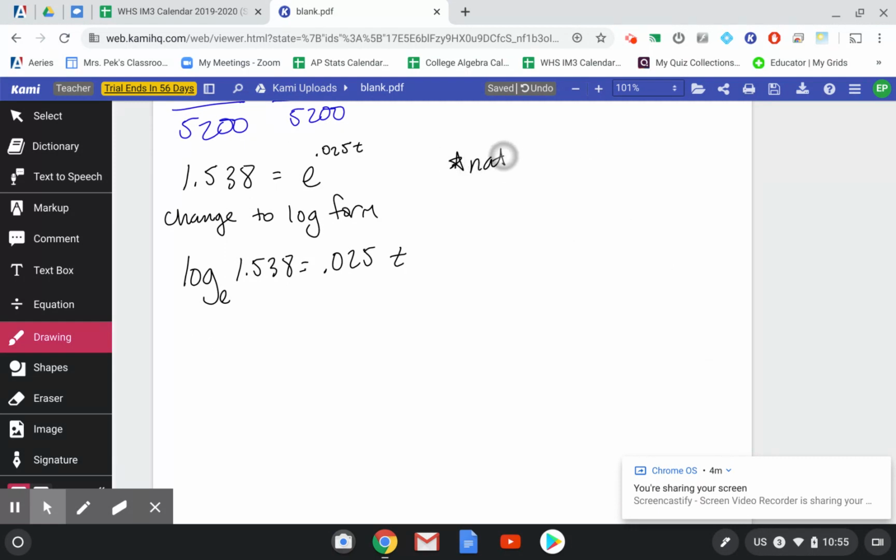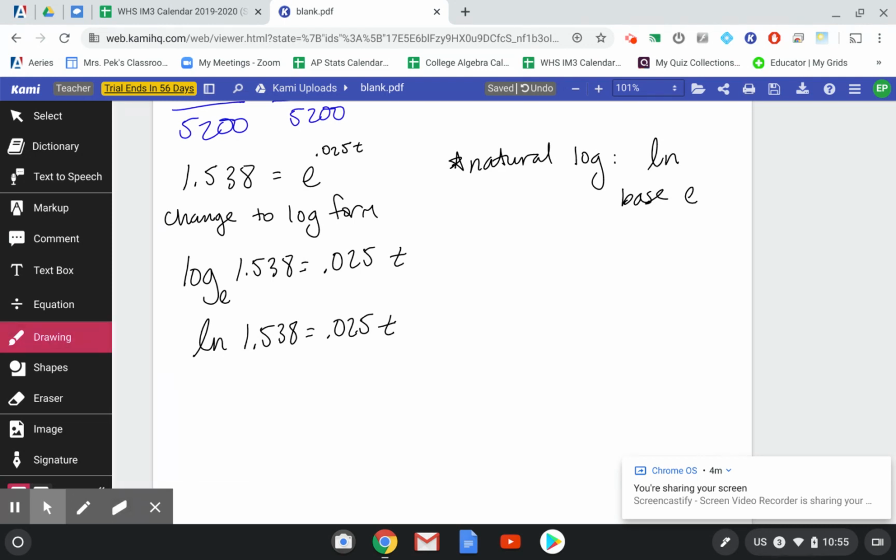If you remember back from our log formula, the log base e is a special log. It's called the natural log. And it's ln, and it has a base of e. So if I have a log base e, I can rewrite this as ln of 1.538, and then it's just a little easier because I can use the ln button in my calculator instead of having to use the change of base formula. So I've got the ln of 1.538 equals 0.025t.